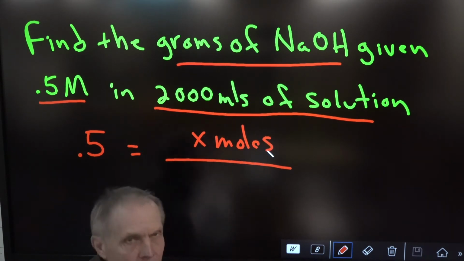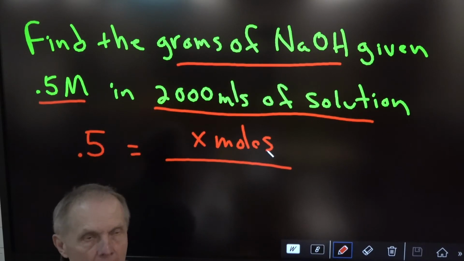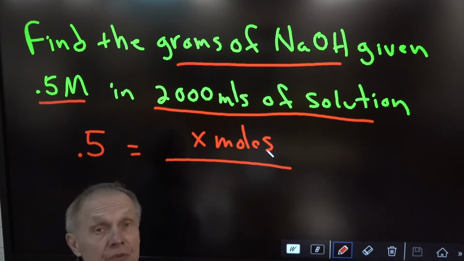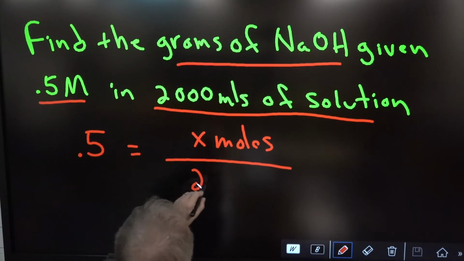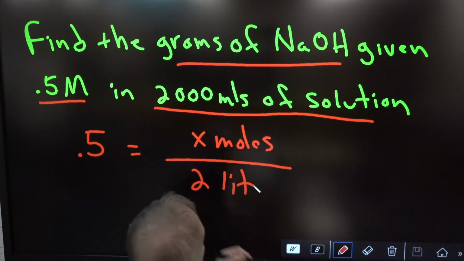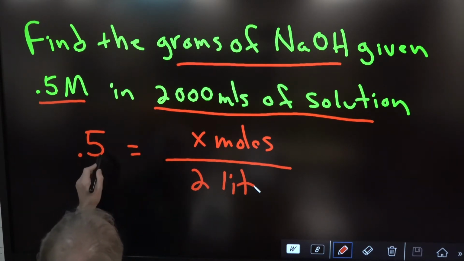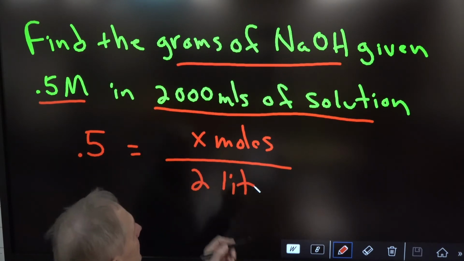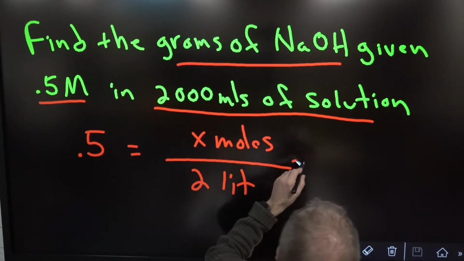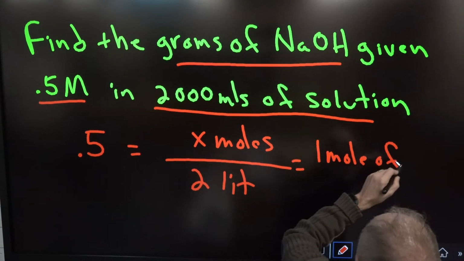And then we can't put 2,000 on the bottom. It's got to be in liters. You divide by 1,000, or you just move the decimal place 3 places to the left. 1, 2, 3. So I have 2 liters. So there's the setup. Now watch. All I have to do is 0.5 times 2. That's 1 mole.